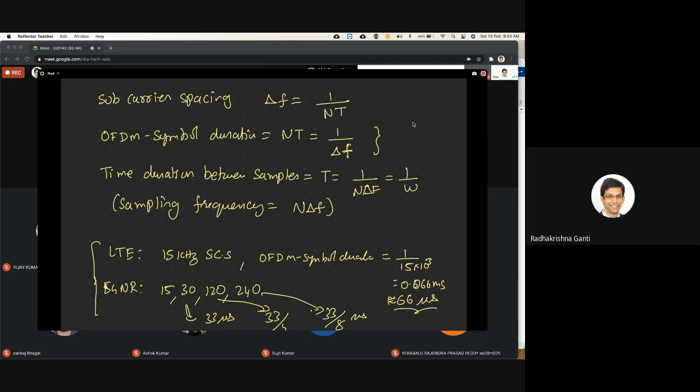The main things that you should remember always here are the OFDM symbol duration and the sampling. You understood how to get the values. You should be able to derive them anytime you want. It's not a big deal.